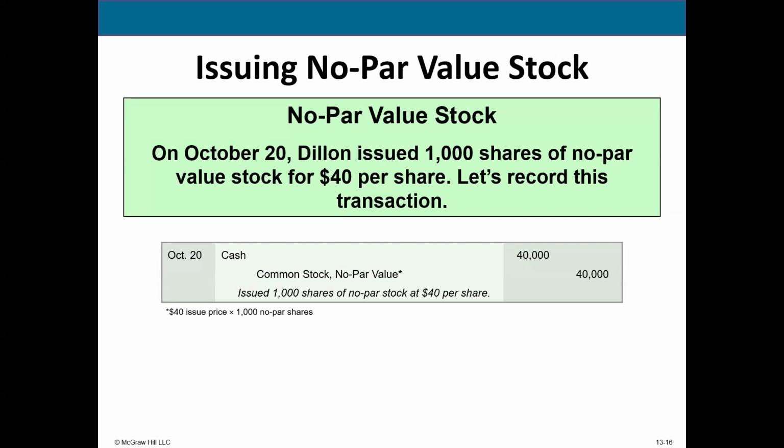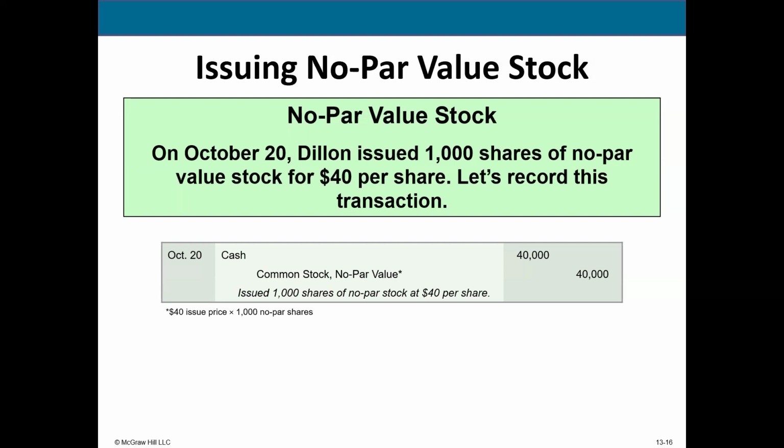So sometimes a company might issue non-par value stock. With non-par value stock, there would not be any entry to paid in capital in excess or at a discount because there's no par value. There's nothing to compare it to. So in this case, we would just simply debit the cash and credit common stock at non-par value.